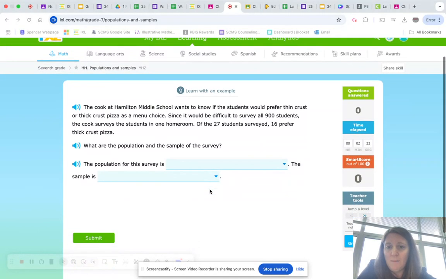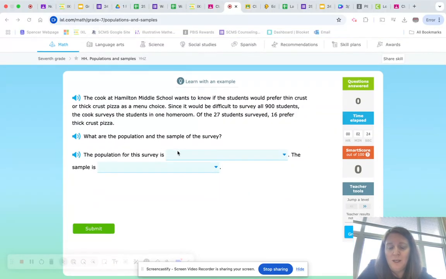So this is population and sample, so we need to figure out what the population is and we need to figure out what the sample is. So the cook at Hamilton Middle School wants to know if the students would prefer thin crust or thick crust pizza as a menu choice. Since it would be difficult to survey all 900 students, the cook surveys students in one homeroom. Of the 27 students surveyed, 16 prefer thick crust. What are the population and the sample of the survey?